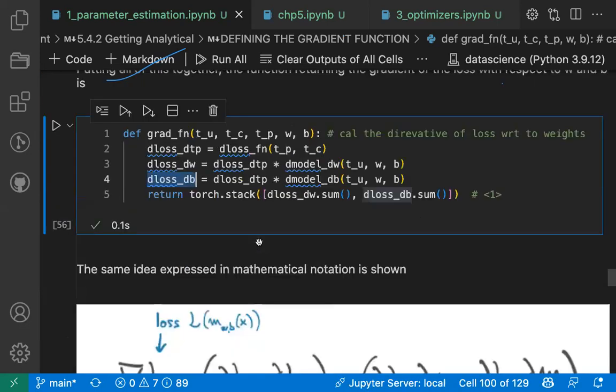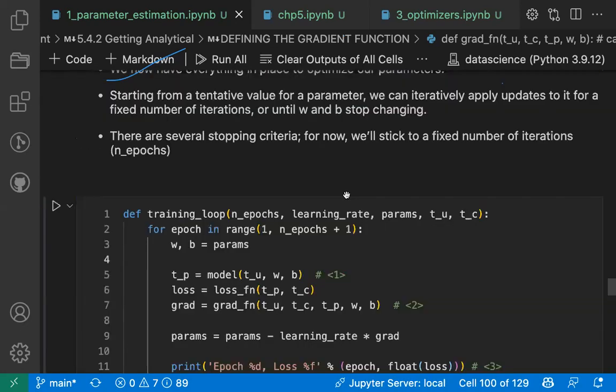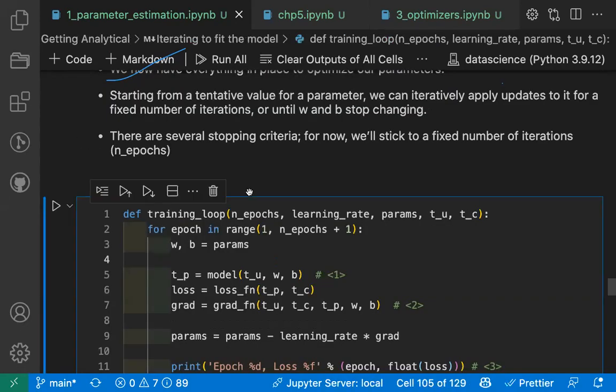Let me go back. Remember, this is the step we need to do. Given the input, you have the weight. Let me copy this and go there and explain it better.